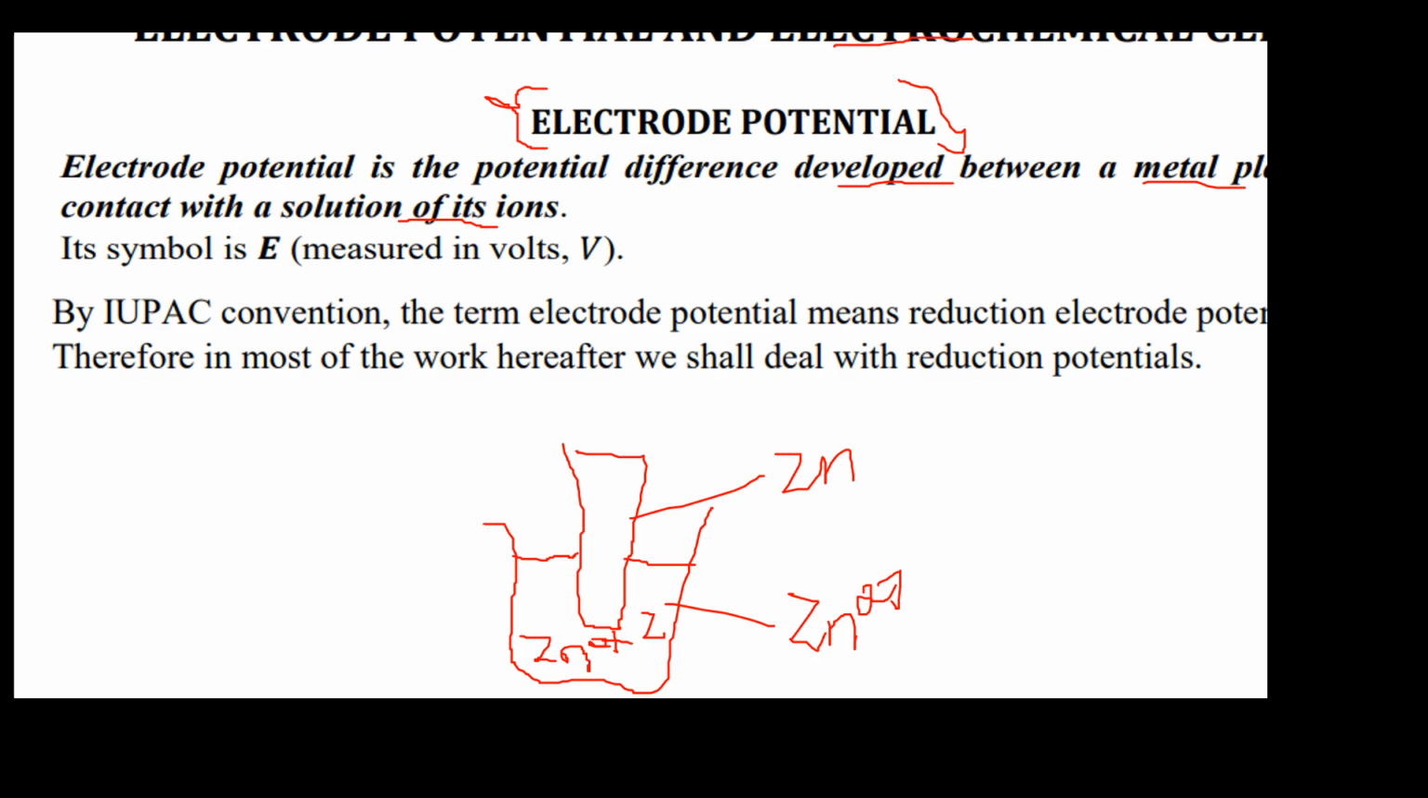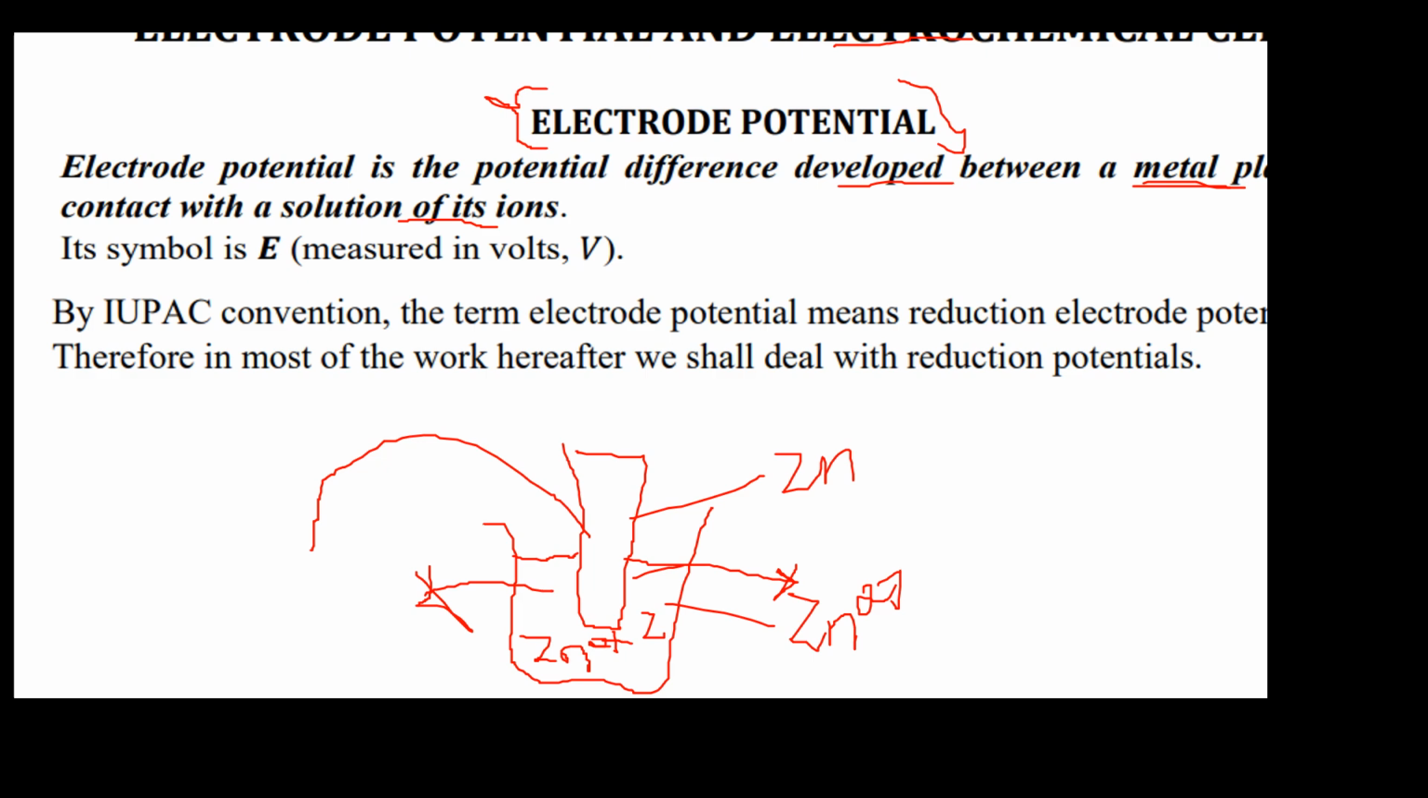The charge which is going to be created between this metal rod together with its solution containing its ions is going to be called the electrode potential. That's why we call it the potential difference that is going to be developed between a metal that has been placed in a solution of its own ions, and the two must be in contact, because this rod that you see in this sketch is in contact with the solution containing its respective ions.